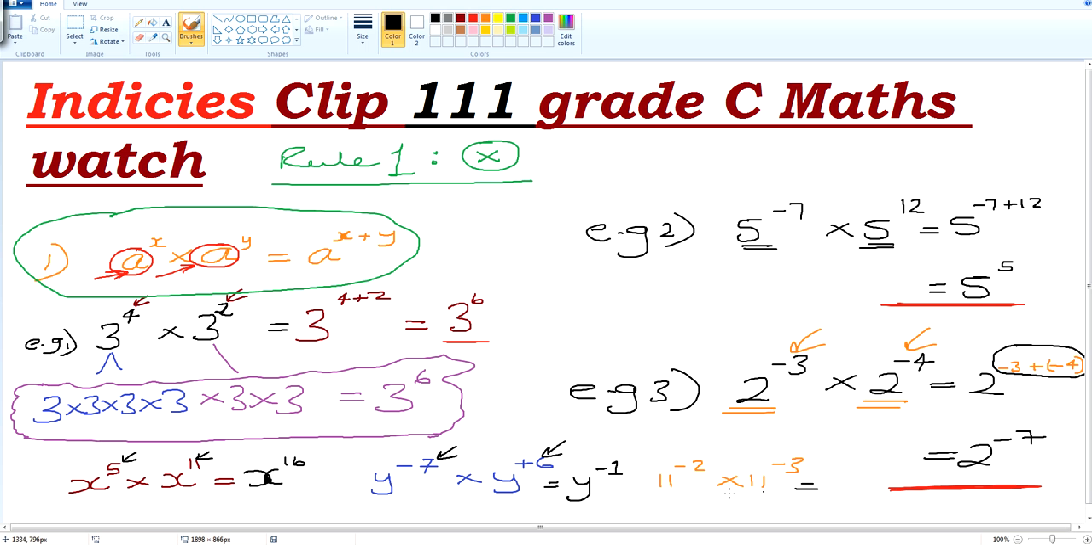Last one, but not least, we got 11 to the power of minus 2 times by 11 to the power of minus 3. So again, the answer will be in terms of 11, because we've got 11 here and 11 here. Now what we do is the powers, we add them. So we add minus 2 and minus 3. Minus 2 add minus 3 will give us a nice and lovely minus 5.